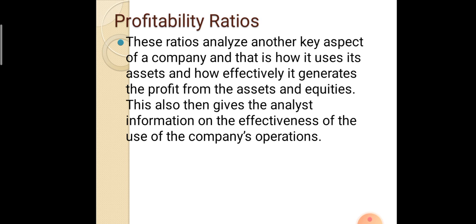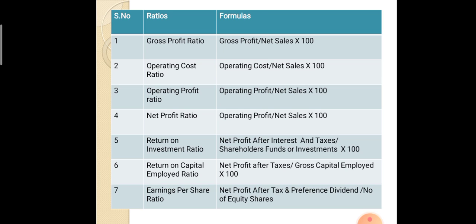Profitability ratios measure the profitability of a concern. They are calculated either in relation to revenue or in relation to investment. The various profitability ratios are under the heads general profitability ratio and overall profitability ratio. So here, general profitability ratio.